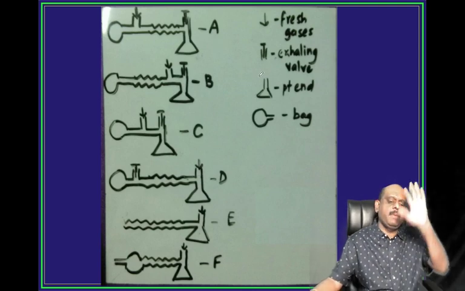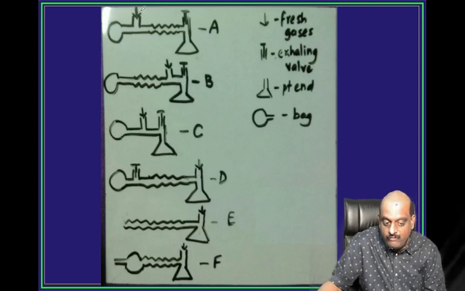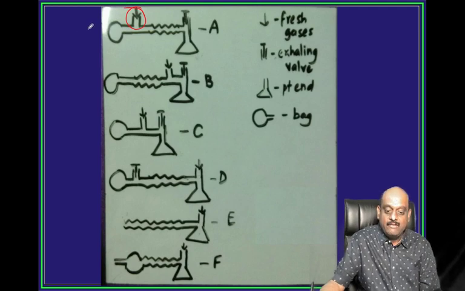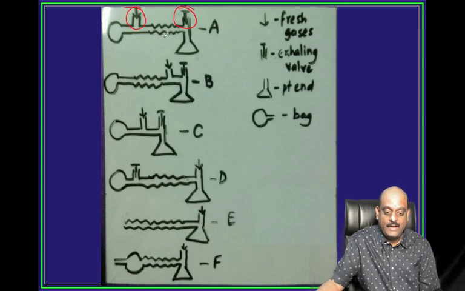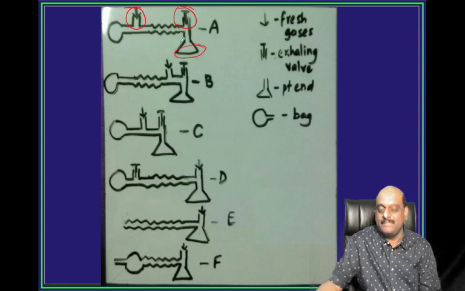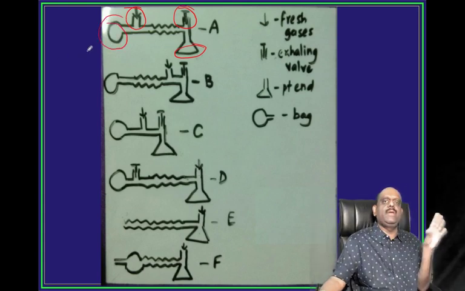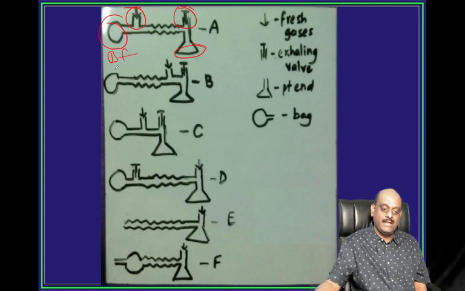See, doctor, all these Mapleson A, B, C, D, E, F, how do they differ? Where is the fresh gas coming? Where is the position of the exhaling valve? Where is the patient end? And where is the bag? That is the only difference. So, bag, fresh gases, then exhaling valve with patient.